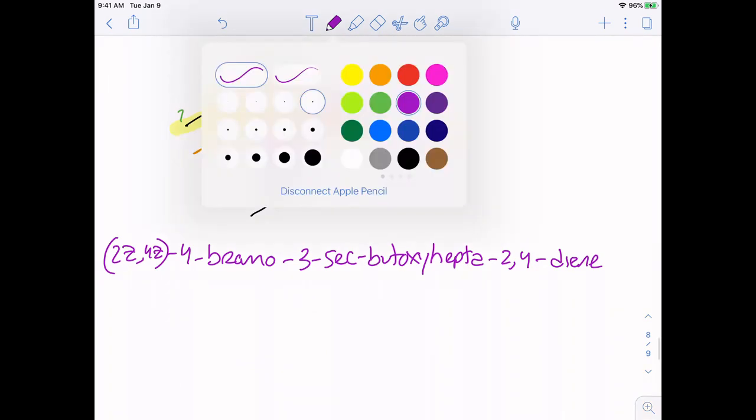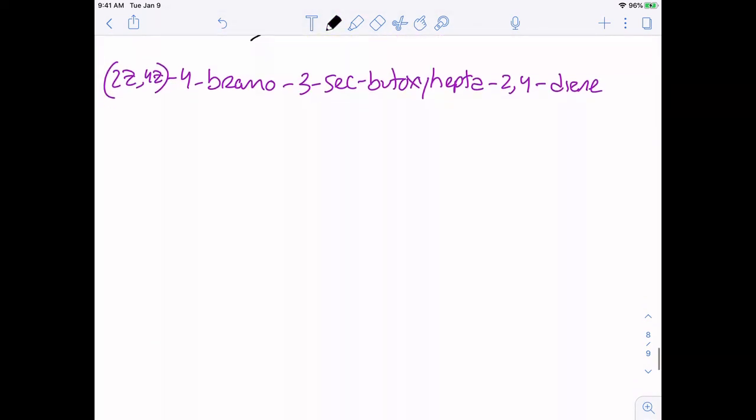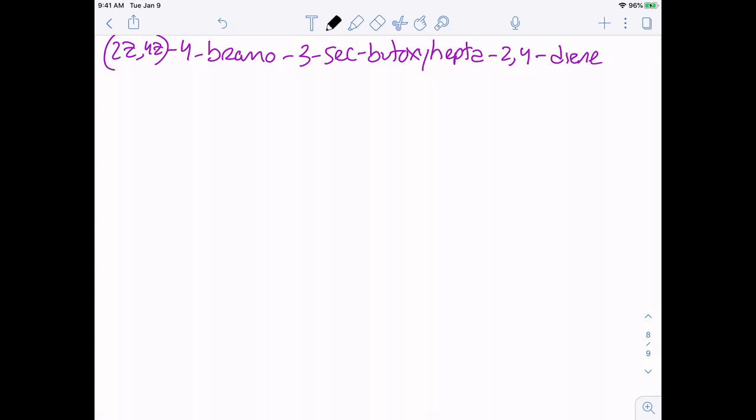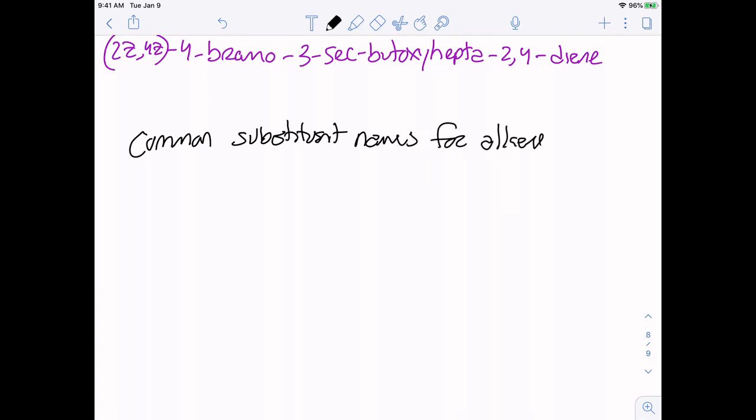So the last little bit that I want to talk about are those special functional groups, and then we'll be done with nomenclature. So common substituent names. So this is if we have a double bond that needs to be a substituent, and I'm only going to do it with double bonds. So for alkenes. And we're only going to use this if we have to. And usually it's pretty obvious if you have to. I'll do a couple examples so you can see.